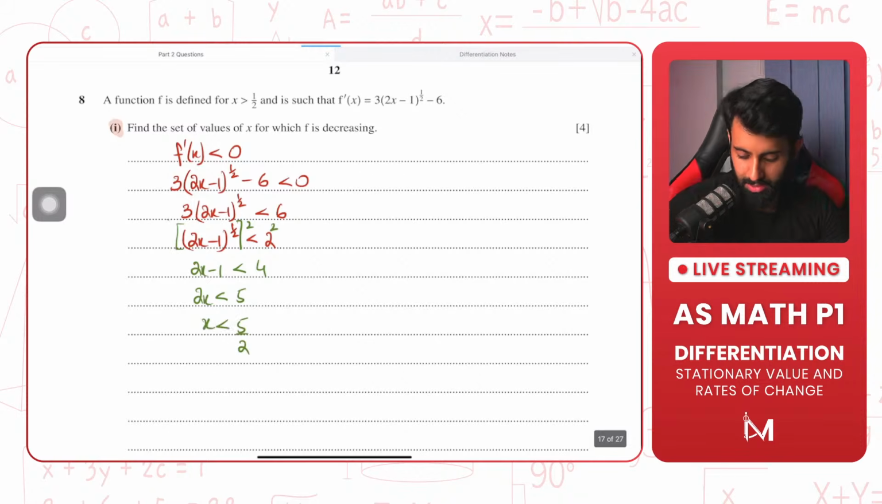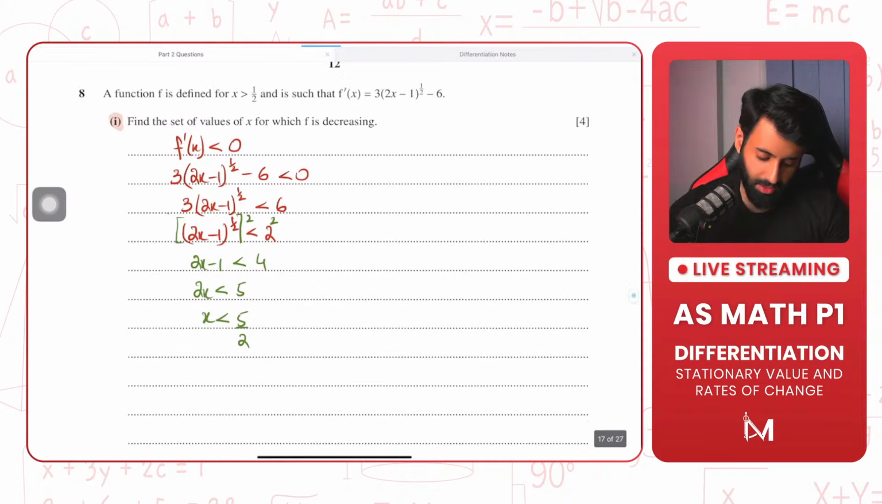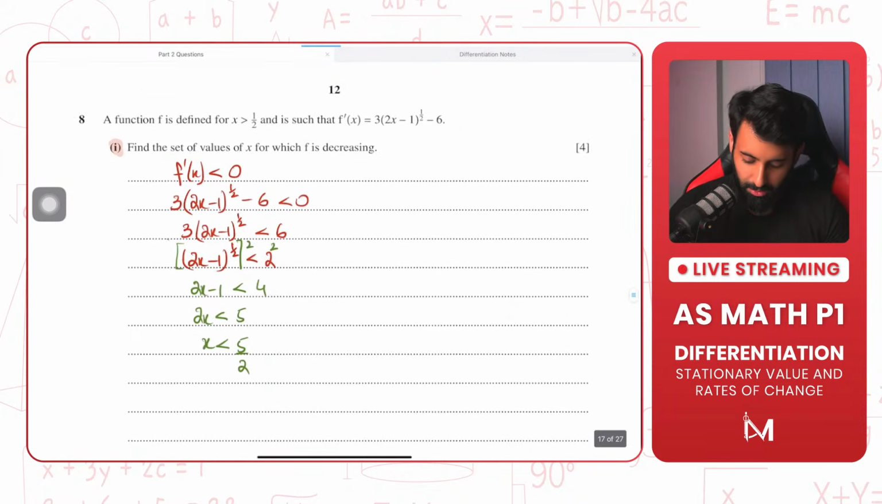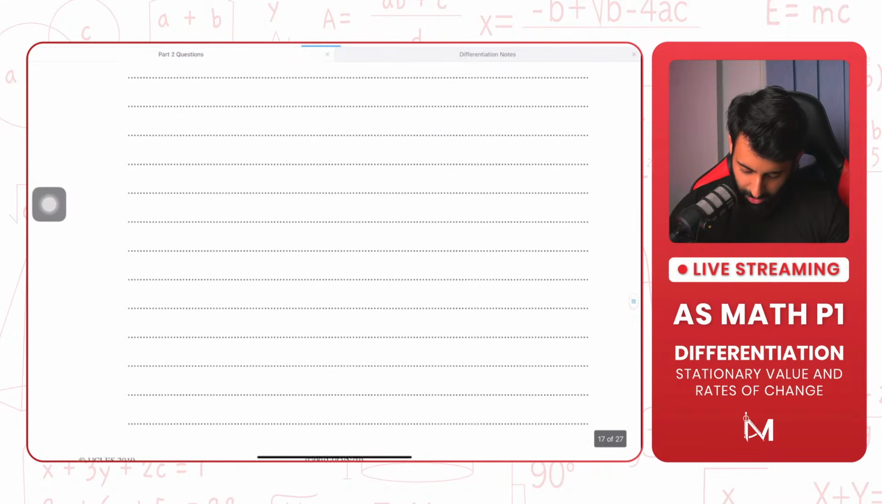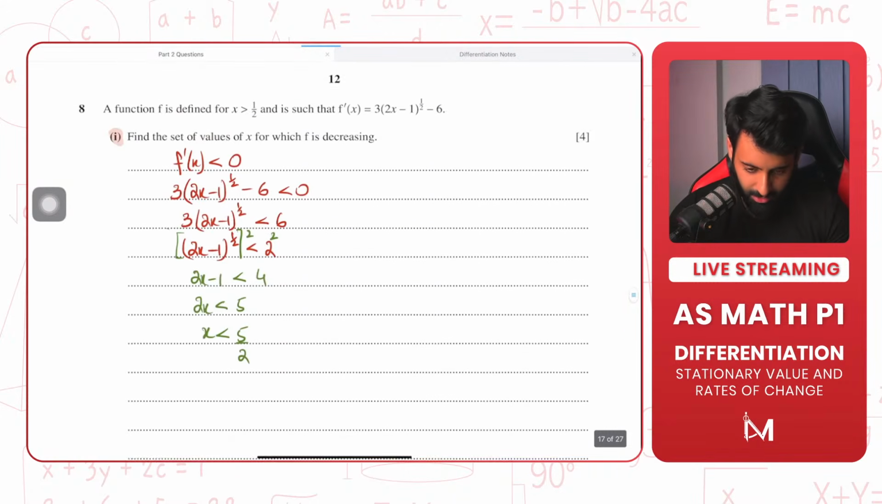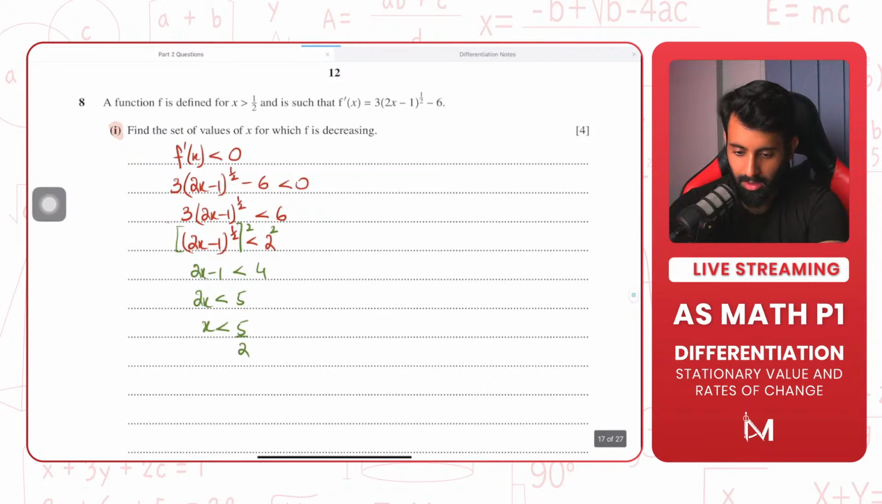Now notice the question said that we need to find the set of values. And what does that mean? Whenever the question says set of values, that means we're likely to get a range of answers, and that's exactly what's happened. Now, this is how we're going to solve this question. Take a good look at it, and let's do some more practice questions.